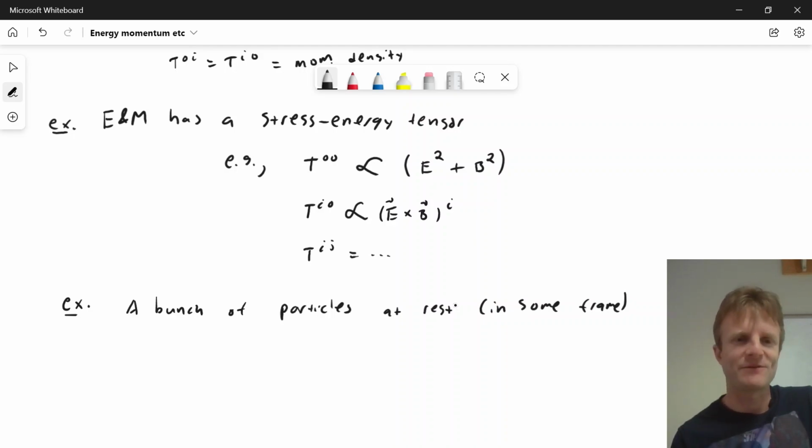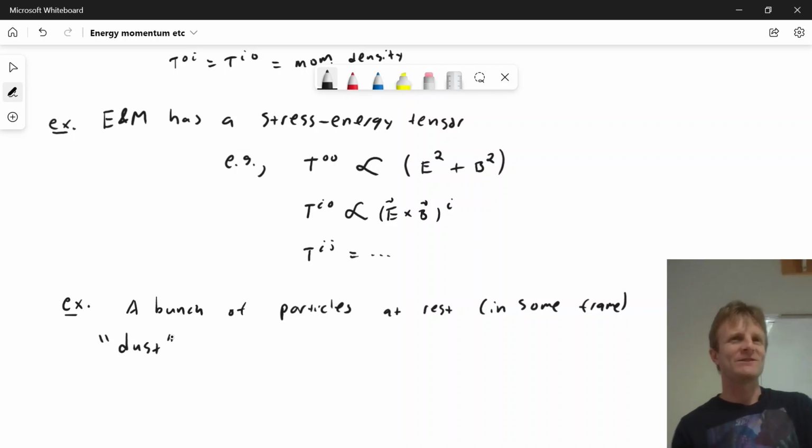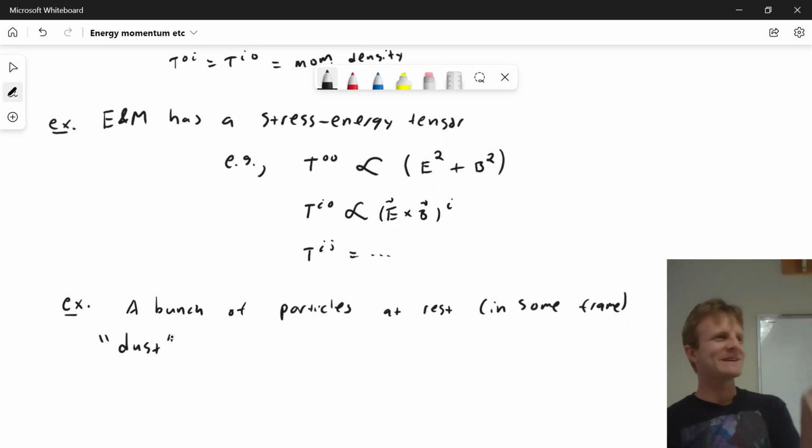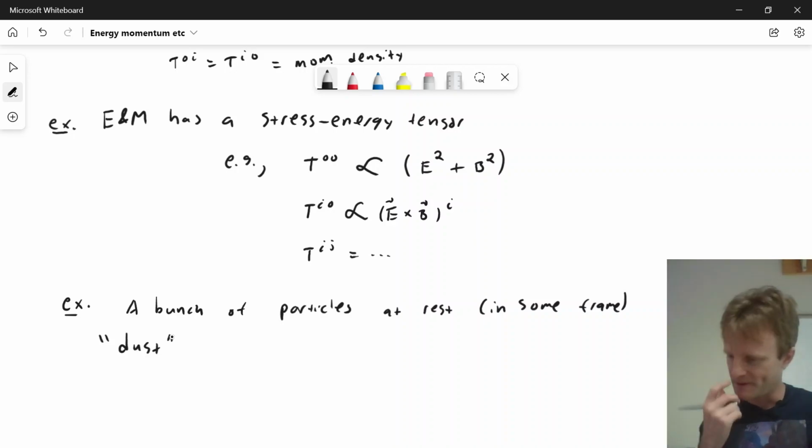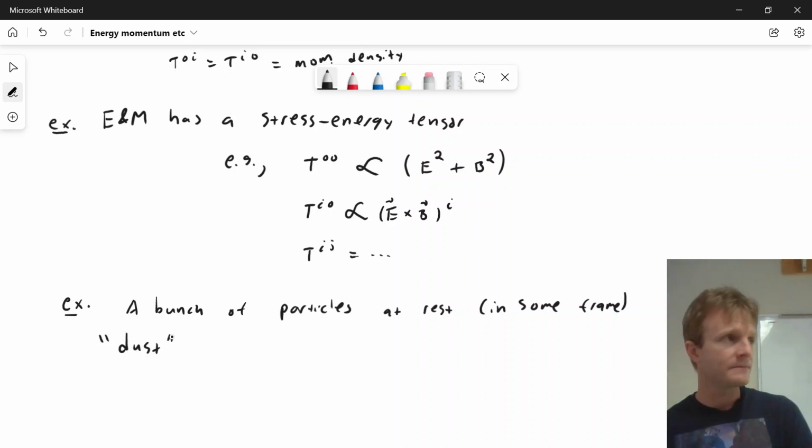There's a funny name for this, which is actually quite standard. It's dust. I think you're supposed to imagine dust grains on the windowsill or something just sitting there. But this is three-dimensional space. The particles are filling space. Well, dust can't move, so it can fit in here. Well, it'll be moving in some frame.